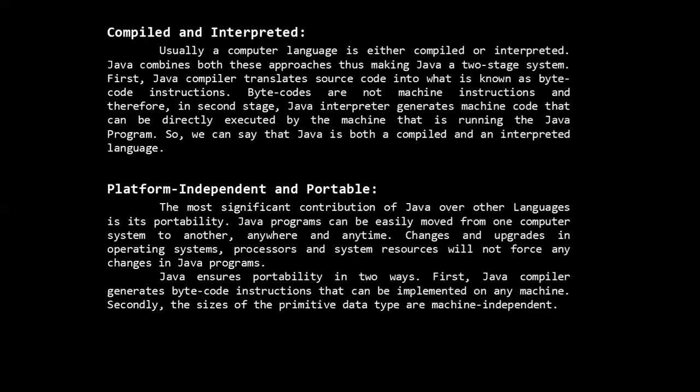Java ensures portability in two ways. First, Java compiler generates bytecode instructions that can be implemented on any machine. Secondly, the sizes of the primitive data type are machine independent.